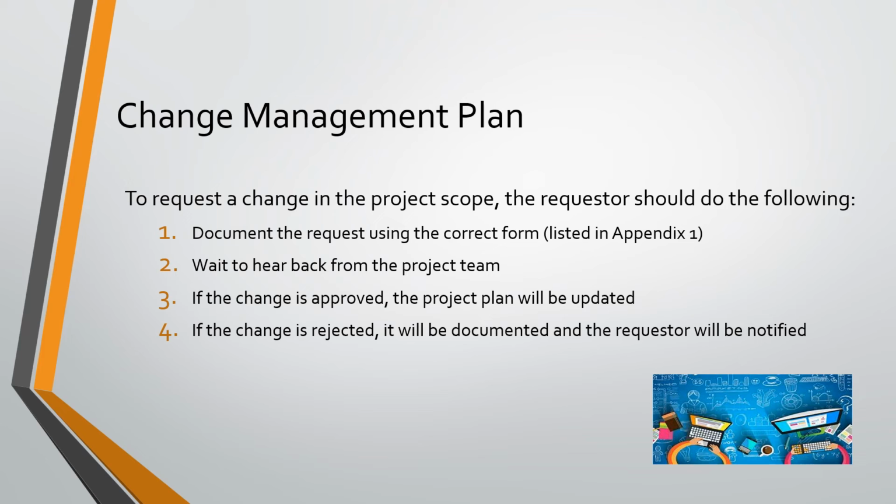The change management plan outlines the process for dealing with changes in the project scope. If someone wants to request a change in the project, they will need to document the request using the correct form listed in Appendix 1, and wait to hear back from the project team. If the change is approved, the project plan will need to be updated. But if the change is rejected, it will be documented and the requester will be notified.